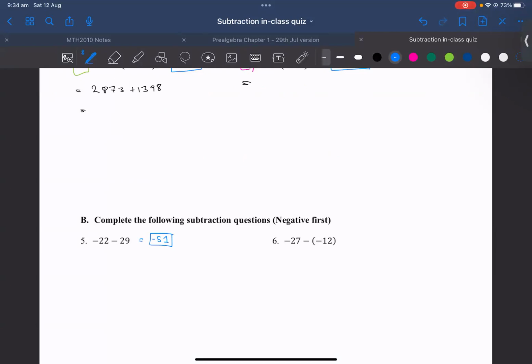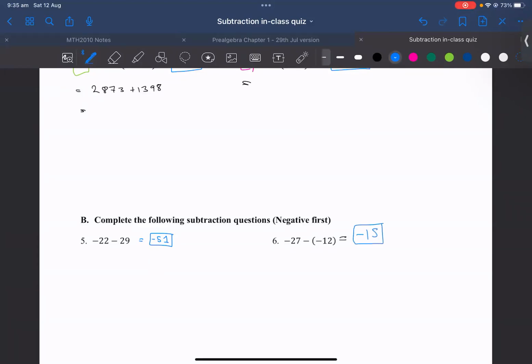And remember how I said opposite signs become subtraction, but even though it's subtraction, it's the same sign, so it's almost adding towards each other. So it's combining, it becomes a bigger negative number. It becomes addition in the end, but it's the same sign. So negative 22 minus 29 is negative 51. The next one, negative 27 minus negative 12. What does this become? Negative 15. Yeah, very good.